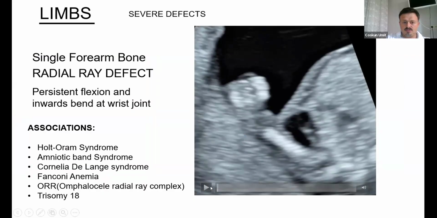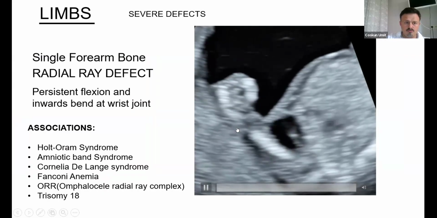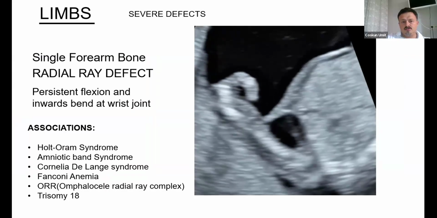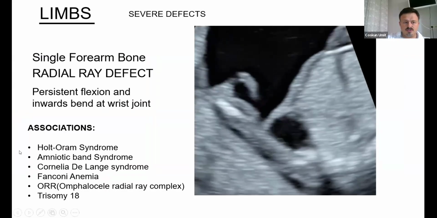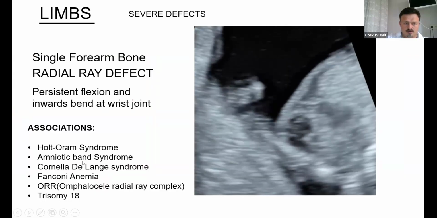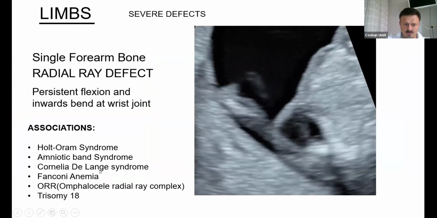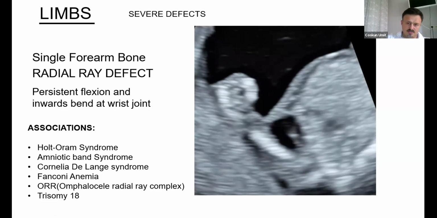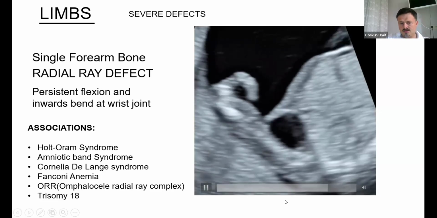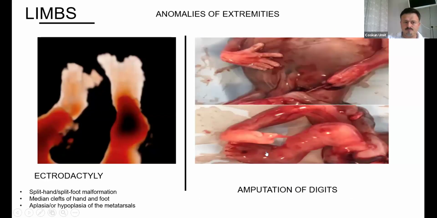And as you can see here, the abnormal arm bone, persistent flexion, and these are the associations of this anomaly: Holt-Oram, amniotic band, Cornelia de Lange, Fanconi anemia, and omphalocele radial ray complex. But trisomy 18 is the most probable pathology. And these are the ectrodactyly, split hand, split foot malformation, and these are the amniotic band. Unfortunately, amputation of the digits, and these are the termination pictures of the poor baby.